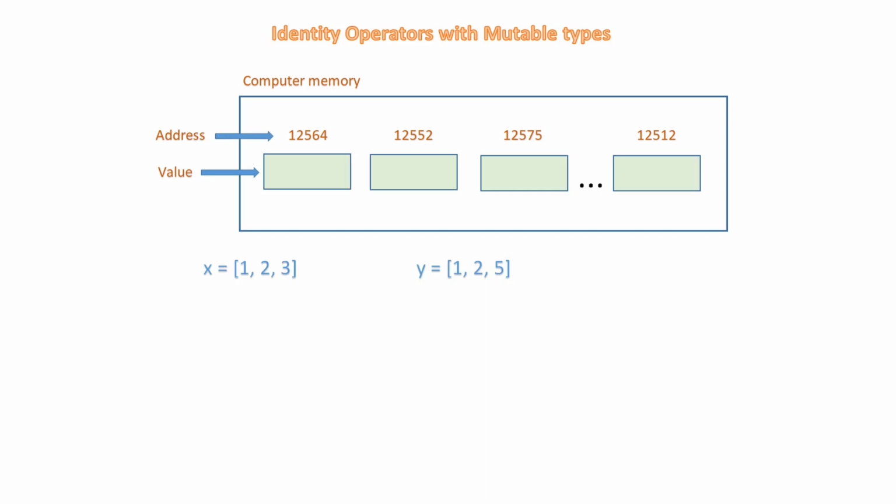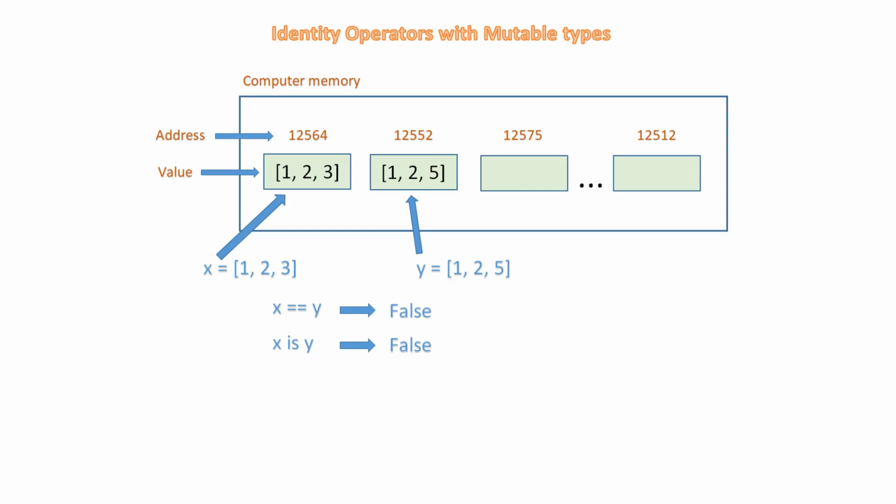Let's create two mutable type variables. Let it be list type variables x is equal to [1, 2, 3] and y is equal to [1, 2, 5]. Each value is stored in a specific address in memory, and the variables reference the value. It is obvious that both the variable values are different, so they are allocated to different memory addresses. When I compare the values of x and y using the comparison operator x == y, the output will be False. And when I use the identity operator x is y, again the output is False because both the values are different and stored in different memory addresses.